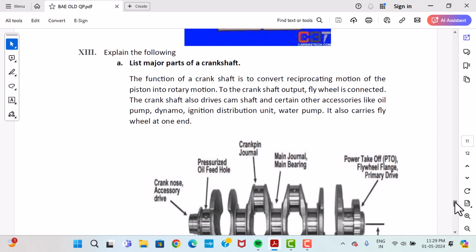Sometimes the answers will not cover 7 marks. The explanation will not be enough for 7 marks. So you have to add some more explanation to achieve the 7 marks. So the function of the crankshaft is to convert the reciprocating motion of the piston into rotary motion.